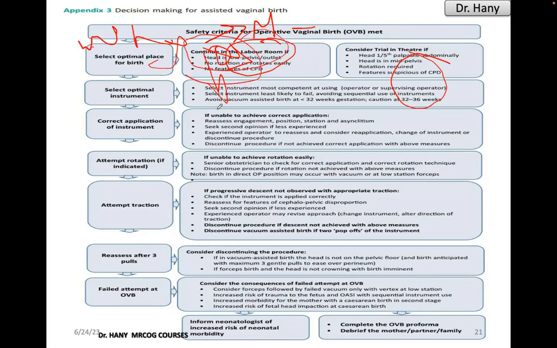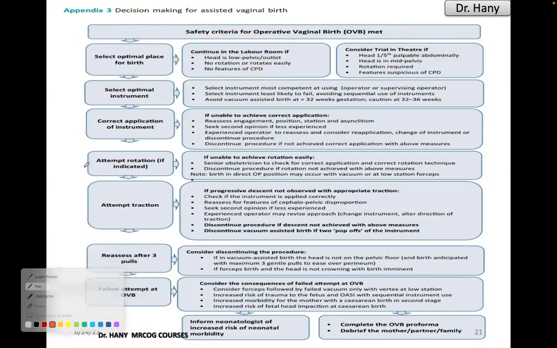Forceps or ventouse, it's your choice, the operator's choice. Are you competent in doing forceps? Do forceps. It's not likely a good failure. Forceps means delivery or fail. Ventouse can pop off, cannot deliver, more likely to fail. So if you are competent in forceps, go to forceps.